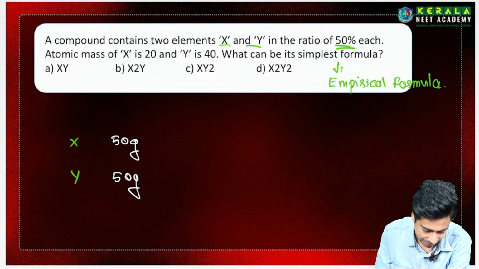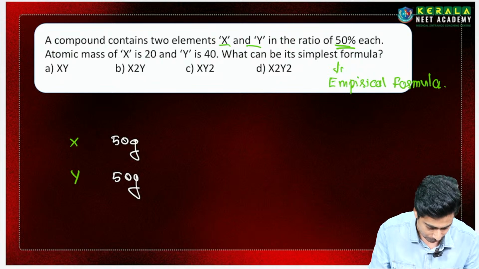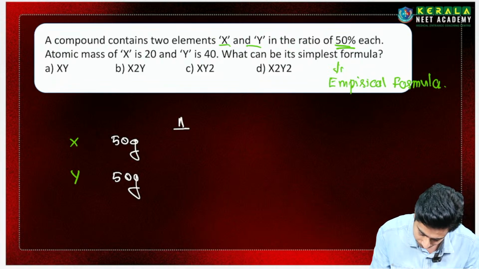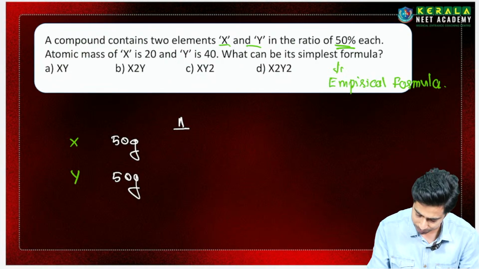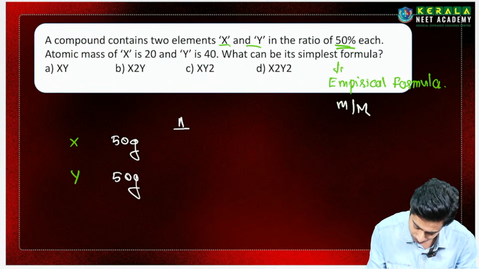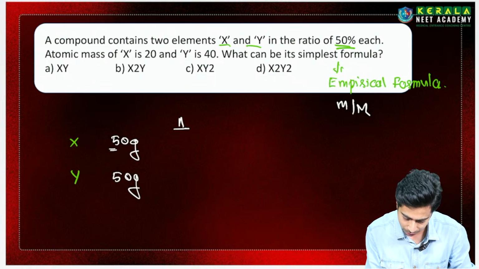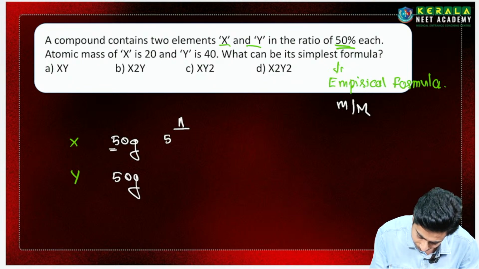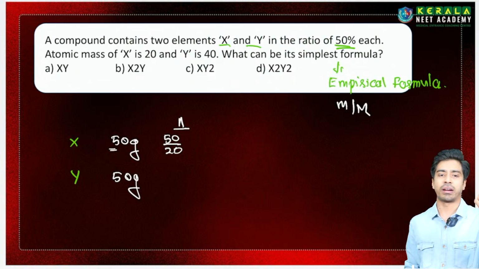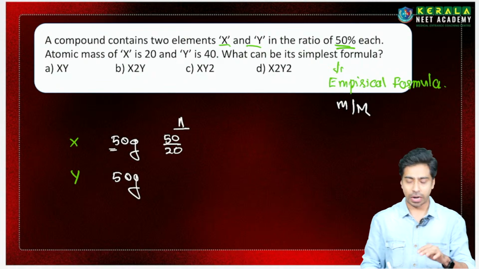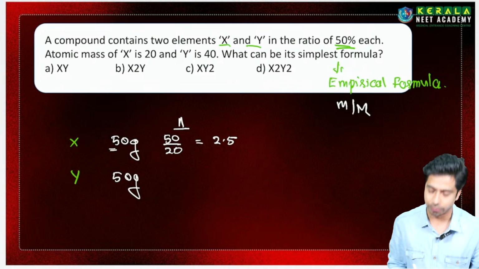Next, you calculate the number of moles. Number of moles is equal to given mass divided by molar mass. So given mass 50, molar mass of x is 20. So it will be 50 divided by 20. Do it fast. 50 divided by 20 means 100 divided by 40, so that will be equal to 2.5.